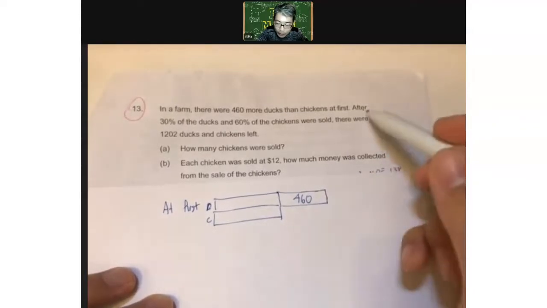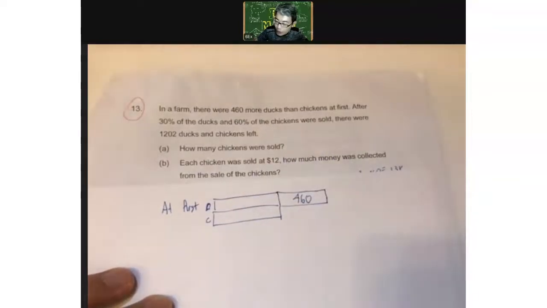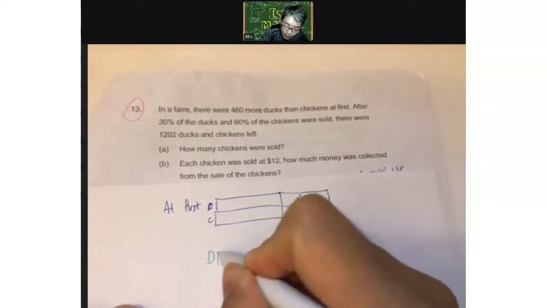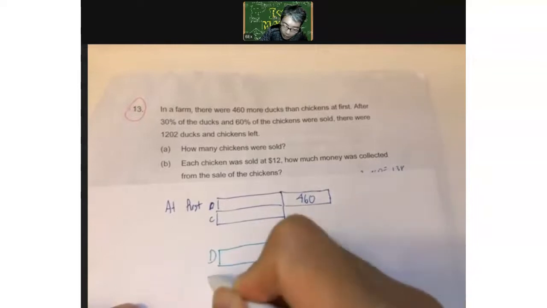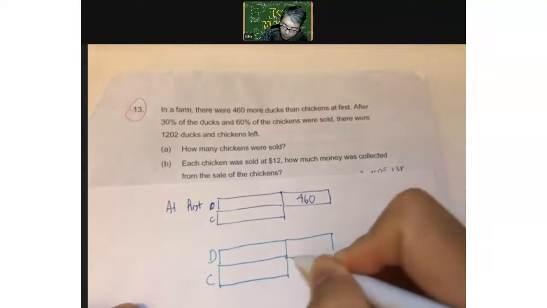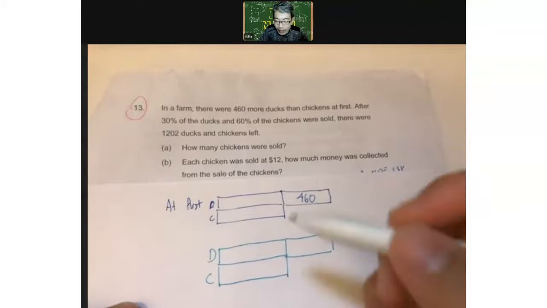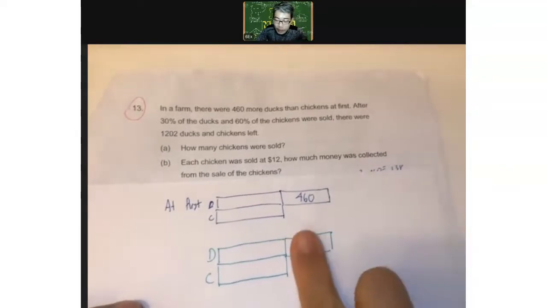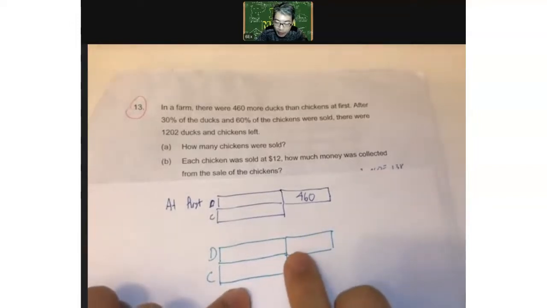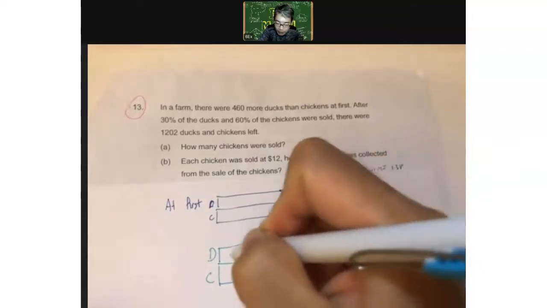Now, we were told that after 30% of the ducks and 60% of chickens were sold, I'm going to redraw again to show you. Alright, let's say my ducks, chickens. What do you mean by 30% of the ducks? Now, I can think of it this way. 30% of this part of the duck plus 30% of this part of the duck is still 30% of the total. So let's cut it up into 10 equal parts first.